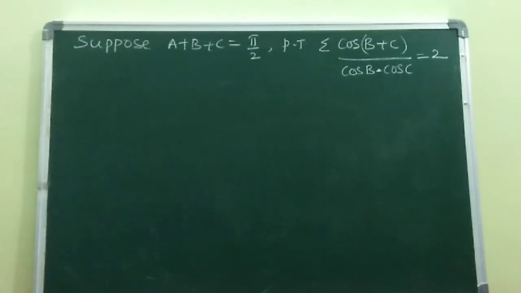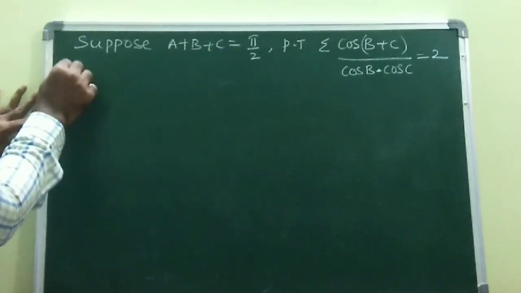So look at one more question. Almost all the same model. Suppose A plus B plus C is equal to 90. Sum of the three angles is equal to 90. Then prove that sigma cos of B plus C by cos B into cos C is equal to 2.